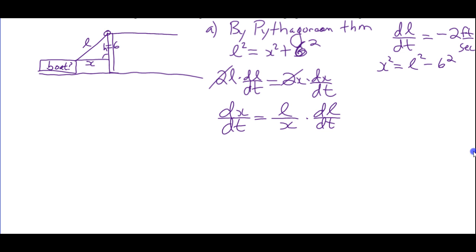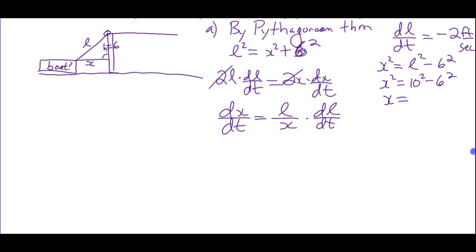So, let's go over here. When L is 10, what's x? Because we need to know. We know L is 10, right? We know there's 10 feet of rope out. We just need to know this, and we know this. That was given to us. So we've got to get x.